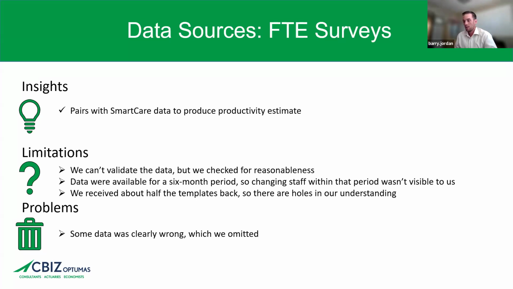Some of the data was clearly wrong within the data that we received here. So that is something that we've omitted. Note that, as a contextual component, what we saw in terms of data being wrong is when there were implied productivity amounts above 100%. So in those cases, we removed those data points from the analyses.